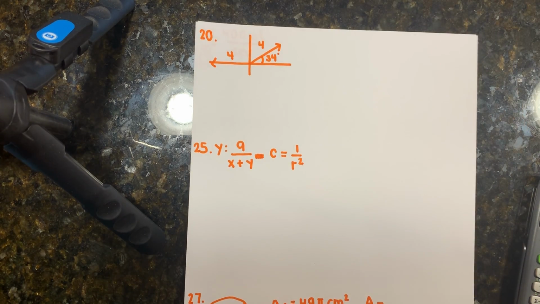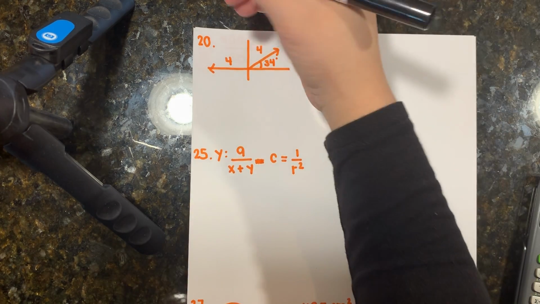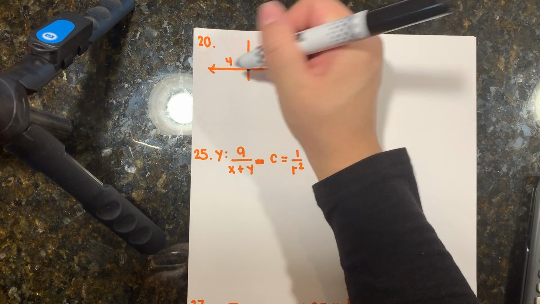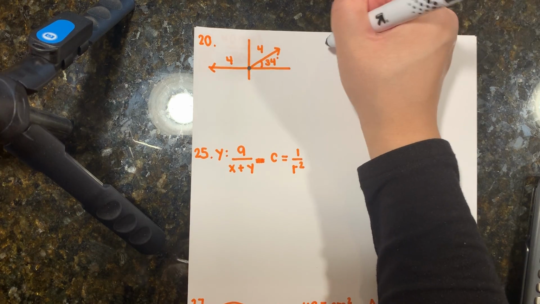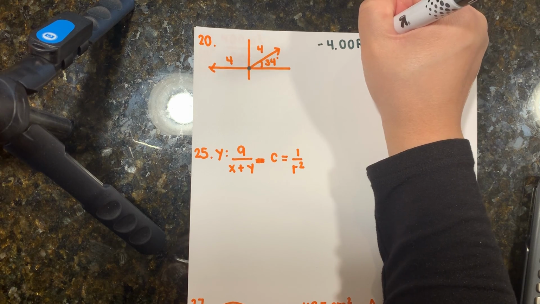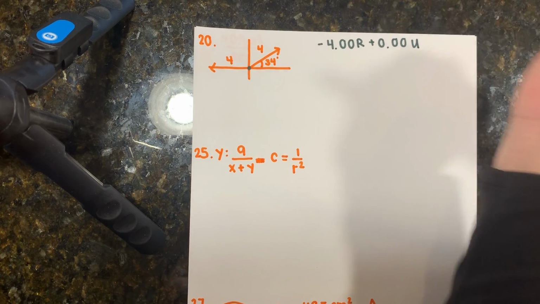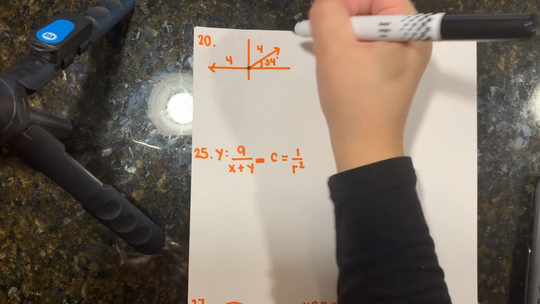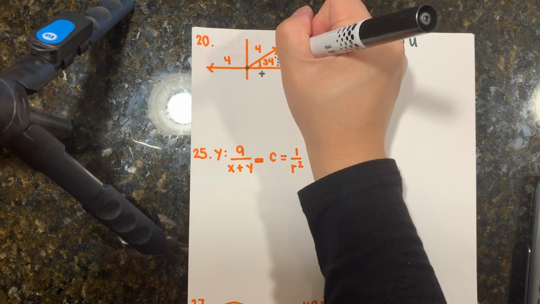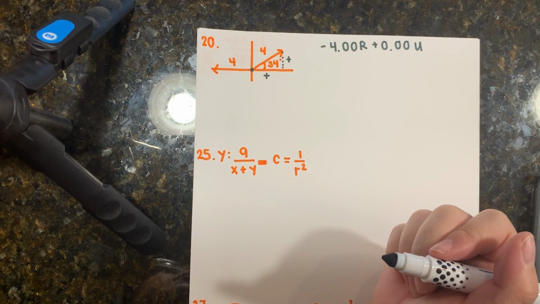Now moving on, we're going to look at number 20. The first thing that we're going to do is look at this line and see how far away from the origin it is going. Well, it's going to the left of the origin, which means that it's going negative r, so it's negative 4.00 r. And then it's not going up or down, so that would be plus 0.00 u. Now I'm going to create a right triangle with this other one, which is going to the right of the origin and going up off the x-axis, so both my r and my u are going to be positive.